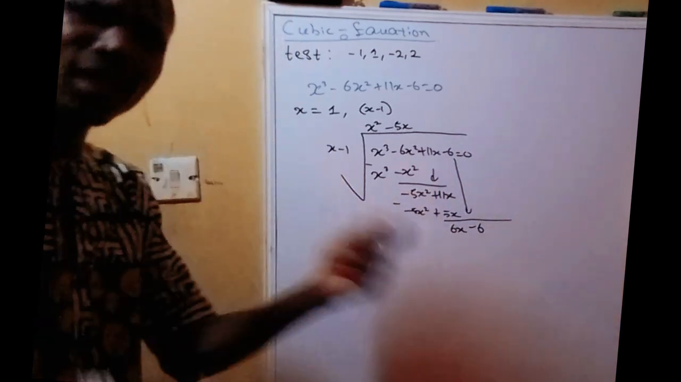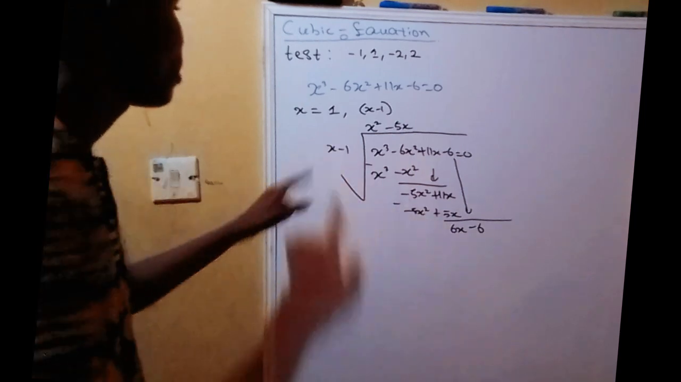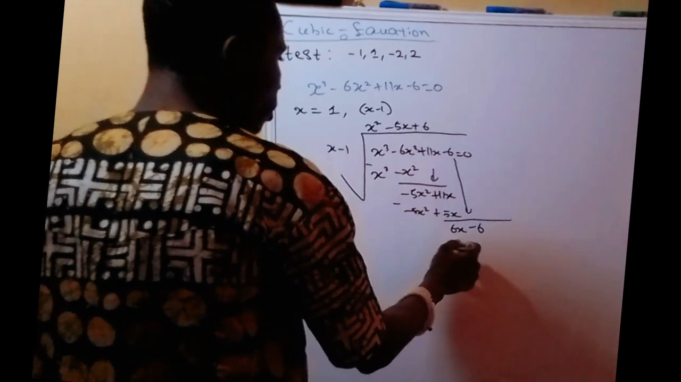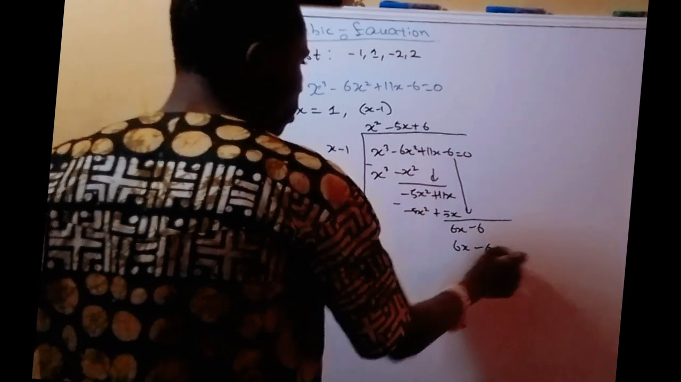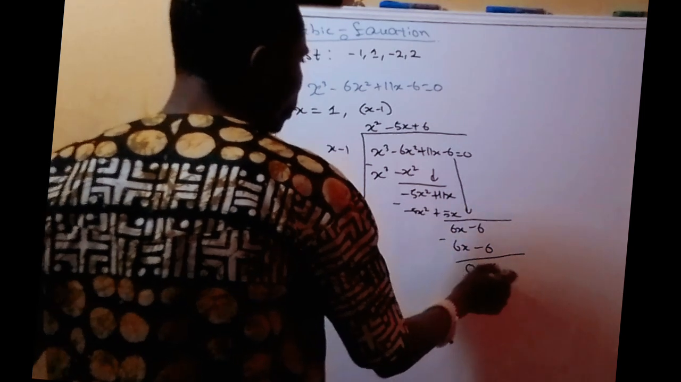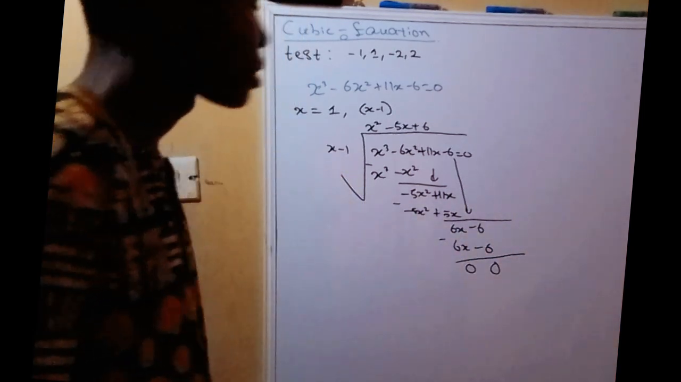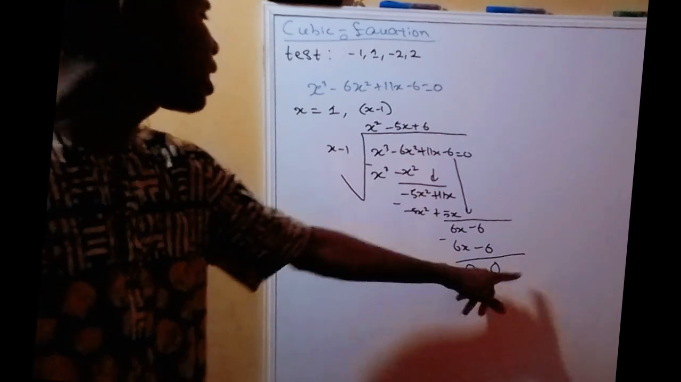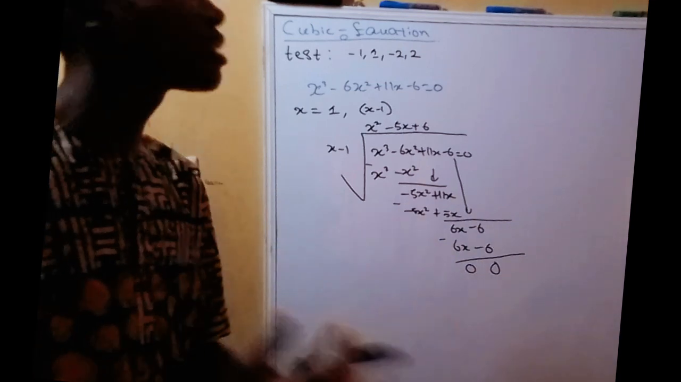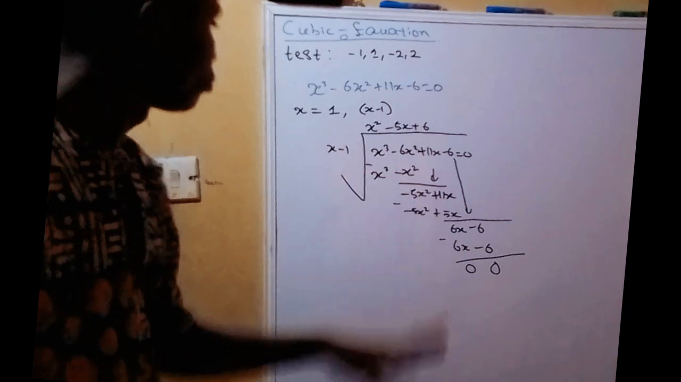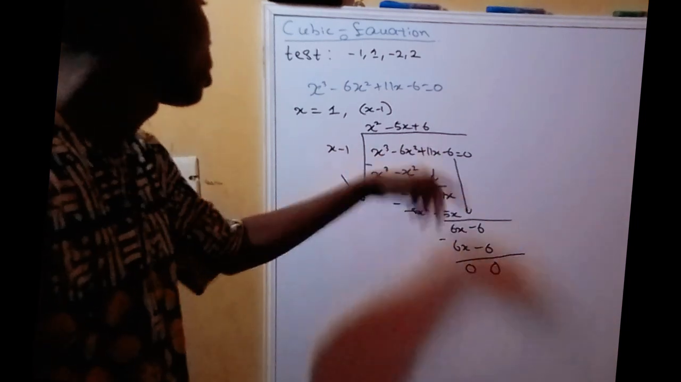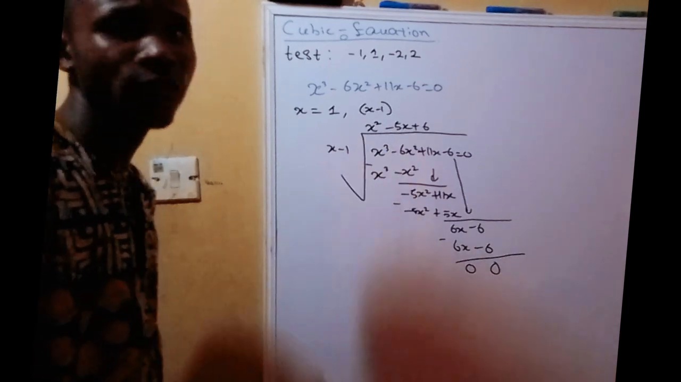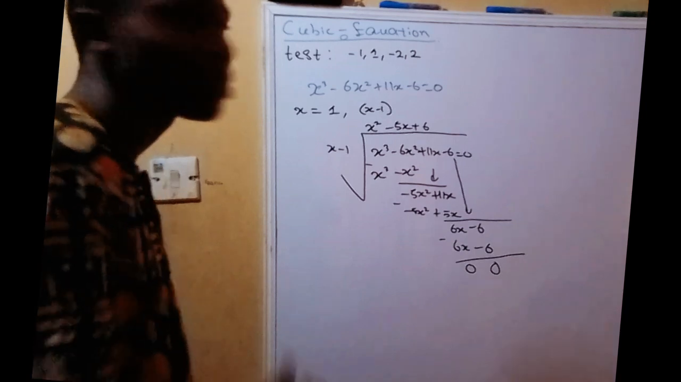The same method again. 6x divided by x, you have plus 6. And of course, multiply everything, you have 6x minus 6. So therefore, this is 0 and this is 0. Now guys, as you can see, at times whenever the remainder gives you 0, it is no more called the remainder theorem. They call it the factor theorem. But nevertheless, what we need is our quotient. And one of the roots is x minus 1. So let us use the factorization method to deal with this quotient here.